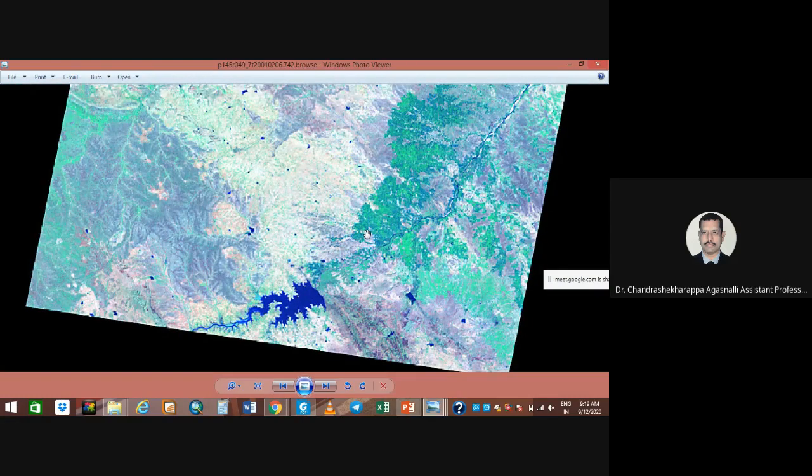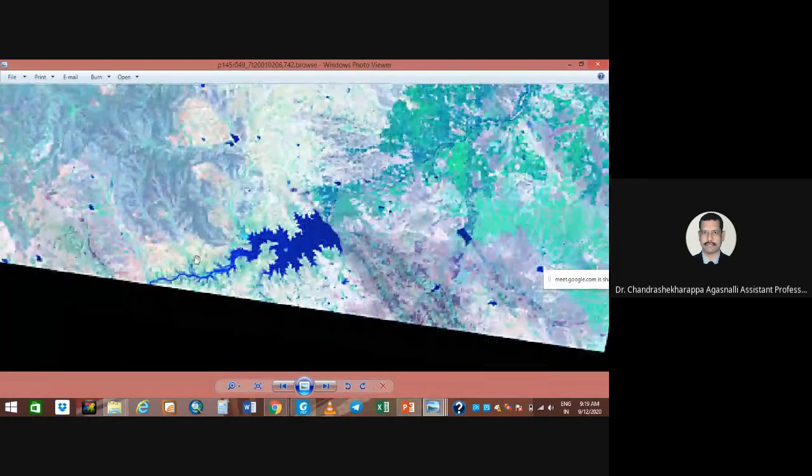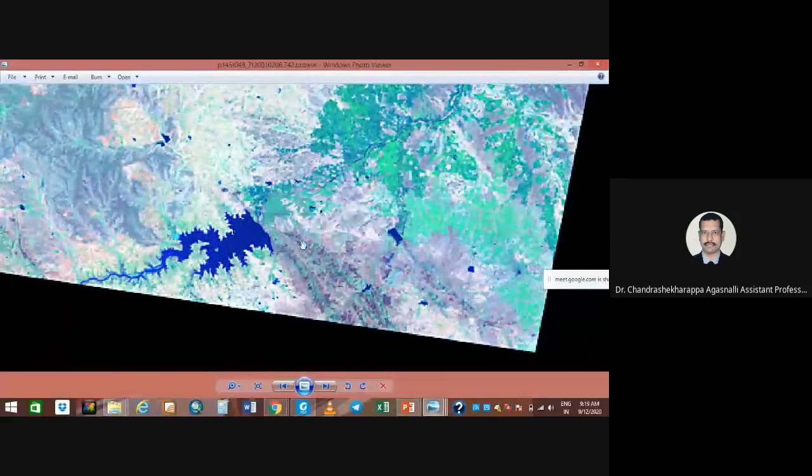There are a number of opportunities, particularly in GIS and remote sensing, right? And this is the dam, and next to that you can see a mining area, the Hospet mining area. And this is the Sandur area here, Hospet is here, and Ballari is somewhere here. And somewhere here is Toranagallu, where there is a Jindal steel plant right now.